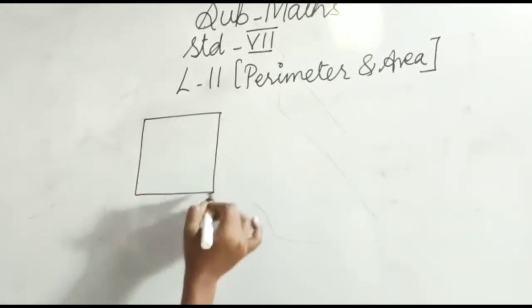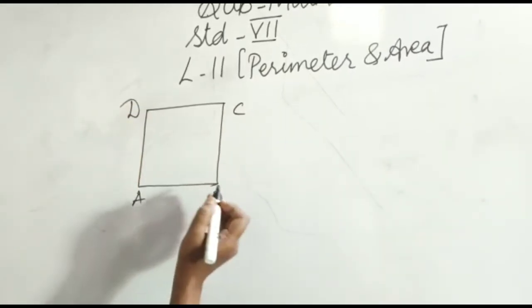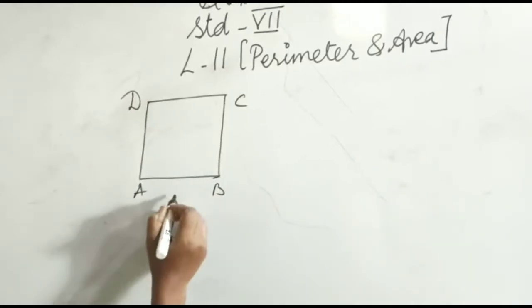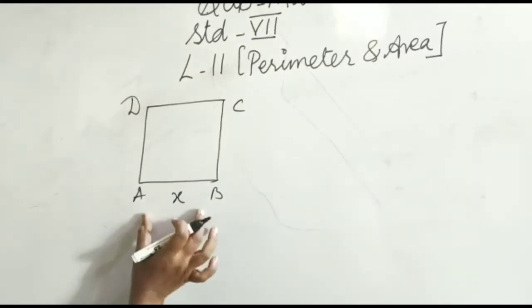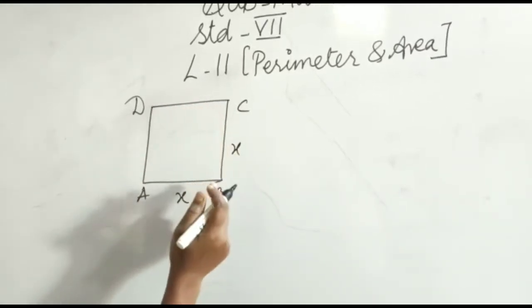Suppose this is a closed figure A, B, C, D. Let us consider that this is a square. The length of side AB is x. As it is a square, the length of each side will be x each.